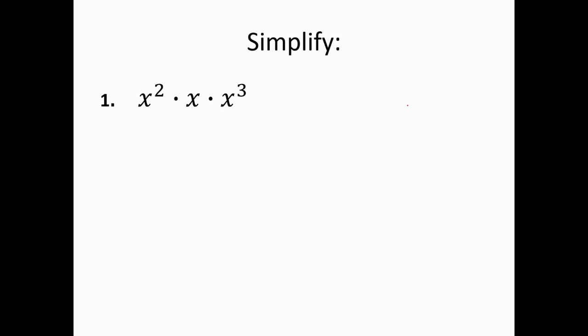So this is what we're talking about. If we're going to multiply expressions like this together, then some of you maybe know that we're supposed to add the exponents. So 2 plus 1 plus 3 is 6. So this would be equal to x to the sixth.